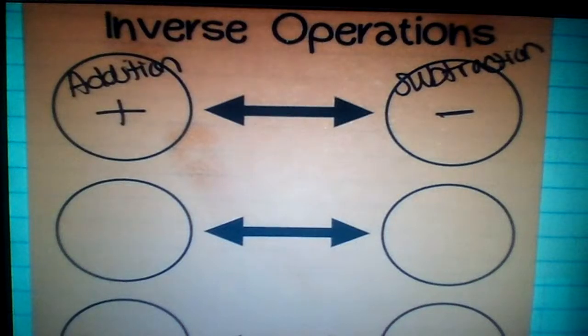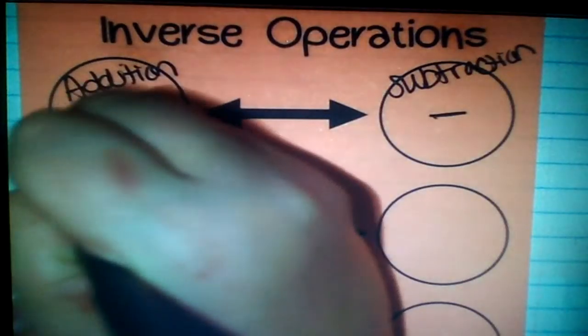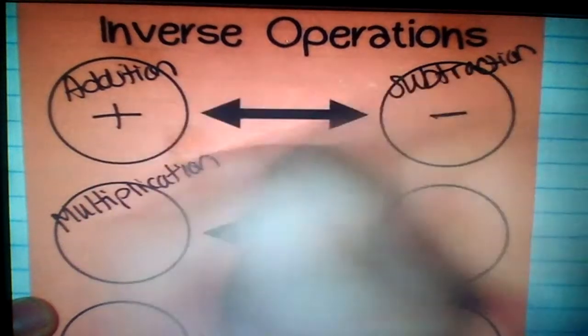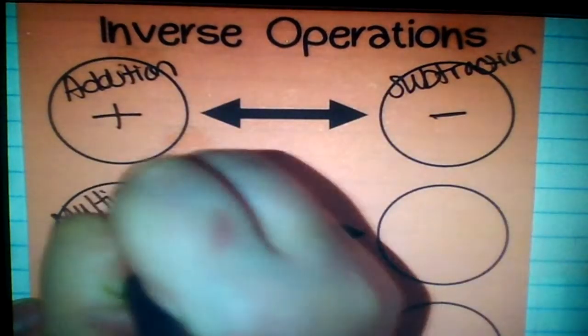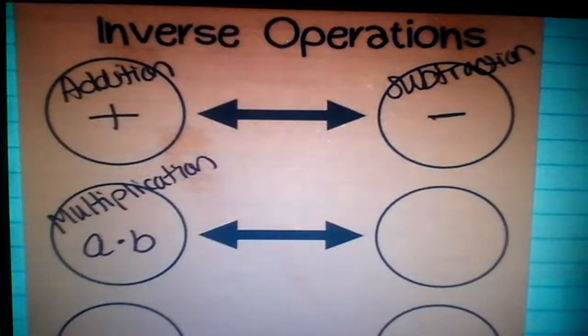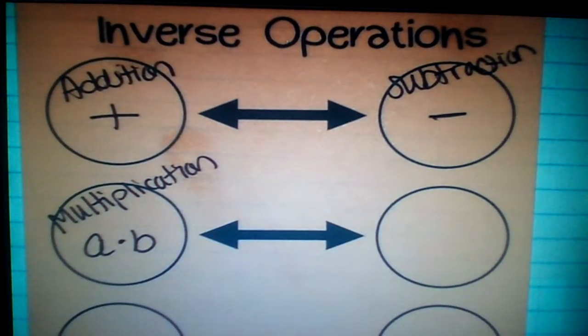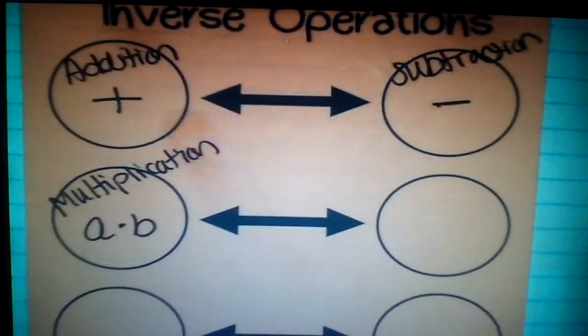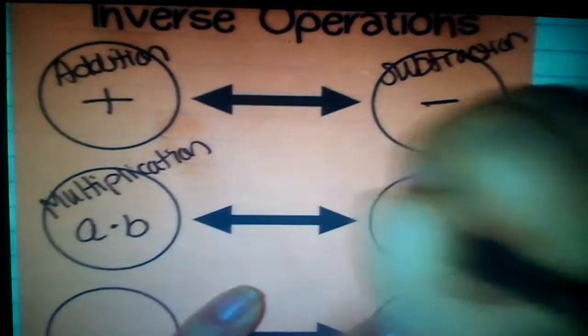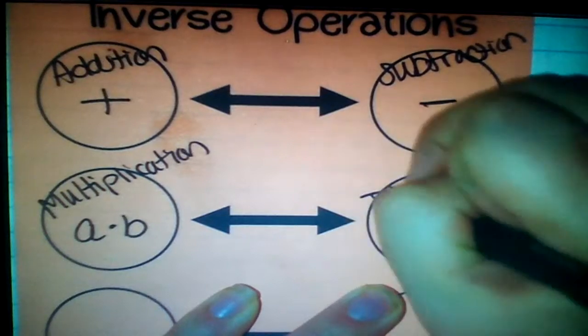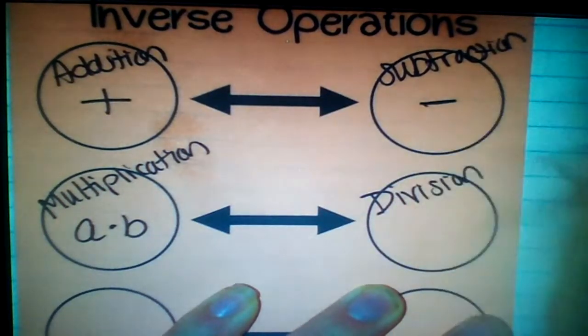Okay, so we covered addition and subtraction. Give me another one. Multiplication. Good, Brishon. Multiplication. A times B. Okay. Brishon said the opposite of that, or the inverse of that, is division. Good job.